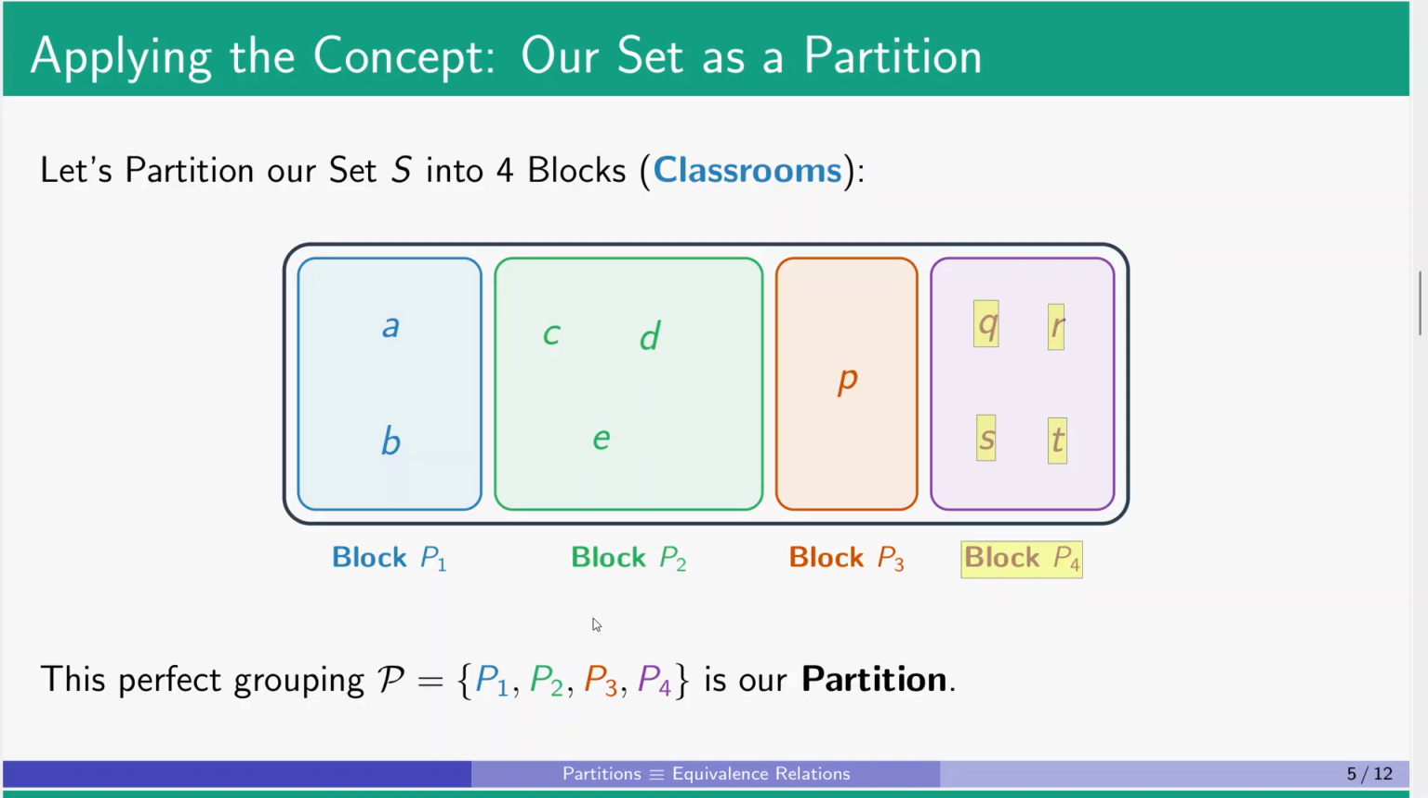This grouping, this collection of 4 blocks P1, P2, P3, P4, is our partition. We write it as capital P equals the set containing P1, P2, P3, and P4. Beautiful. That is a partition. Clean, physical, and clear. Now let us completely change our perspective.